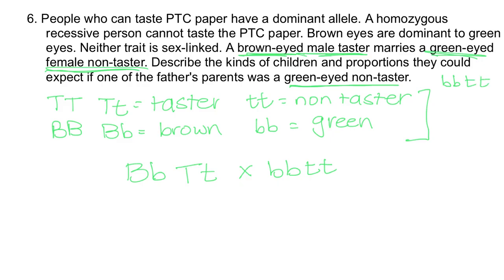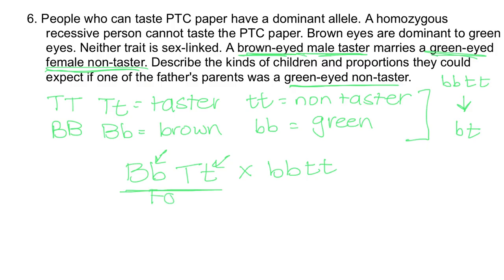So the only gametes that they can produce are going to be recessive. So therefore, we know that the male in this cross has to be heterozygous for both traits, because one of his parents could only give the recessive alleles. So we know that. And then we know that that male is mating with a homozygous recessive for both traits. That's the green-eyed non-taster. So let's figure out what cross we're looking at here.